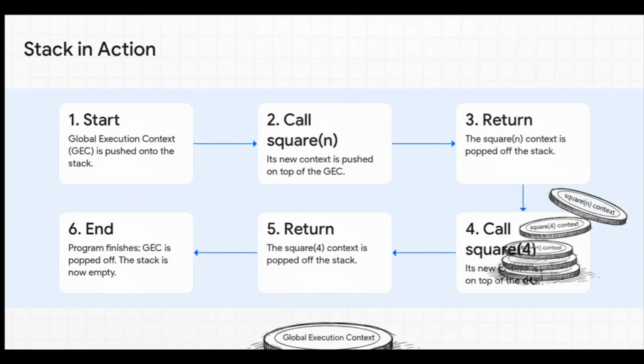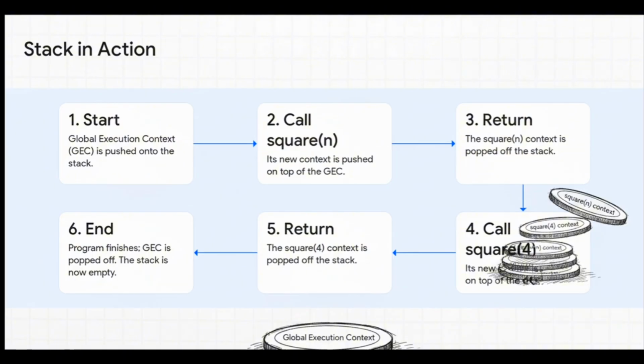The absolute best way to think about this is like a stack of plates. When your program starts, the global execution context is the first plate you put down on the table. Then, when square n gets called, its new context is like a new plate that you stack right on top. Now here's the rule. JavaScript only ever cares about the plate that's on the very top of the stack.